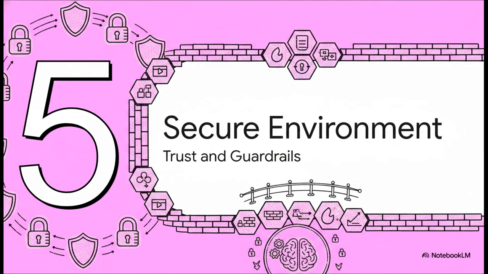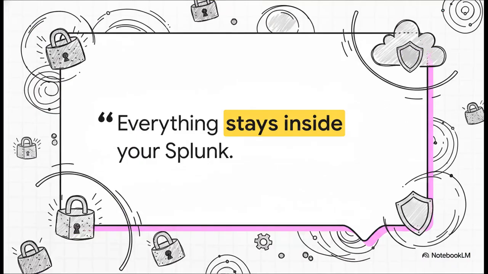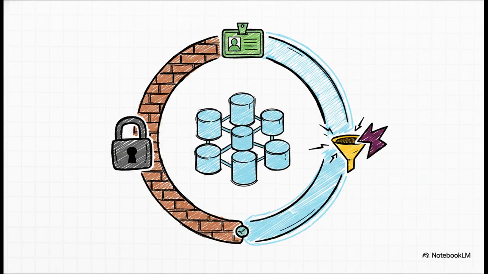Finally, let's look at section 5, secure in your environment. This is all about trust and guardrails. Because let's face it, a powerful assistant is only useful if you can actually trust it. The core philosophy here is simple, but absolutely crucial. Everything stays inside your Splunk. Your data, your configurations, and your artifacts literally never bypass your control. The app runs as a normal Splunk web view, operating fully within the secure ecosystem you've already built. And the system actively protects your environment with strict built-in guardrails.